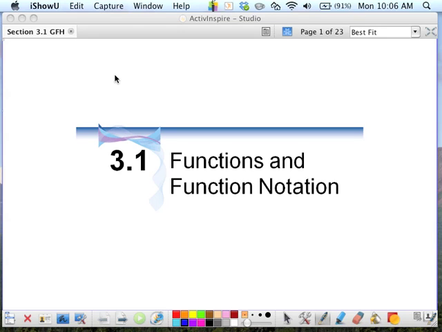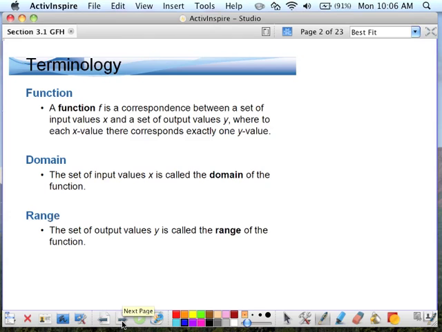Section 3.1, functions and function notation. Let's start with just some terminology we all need to be familiar with. It's not something you have to have memorized, but when I say it, you need to understand what it means. So if there's anything you don't know, you may want to jot down some notes on it. First, let's talk about what a function is.